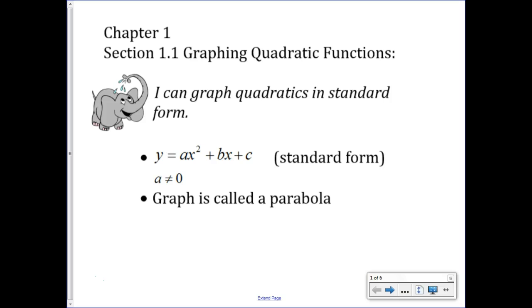So, first thing you need to know, we're looking at graphing quadratic functions. And today we're graphing in standard form. So this form you see on your screen, y equals ax squared plus bx plus c, is standard form. A cannot be 0. You have to have that x squared term there. And that graph is called a parabola. So we should be familiar with what a parabola looks like. If not, it's going to be this U shape.